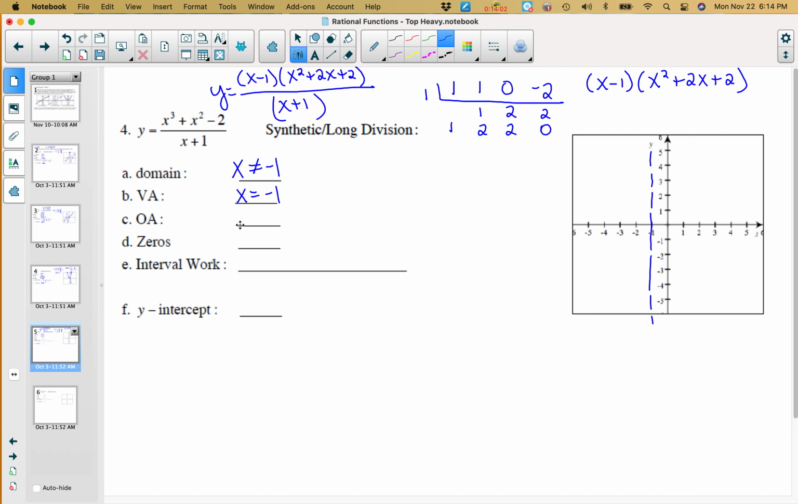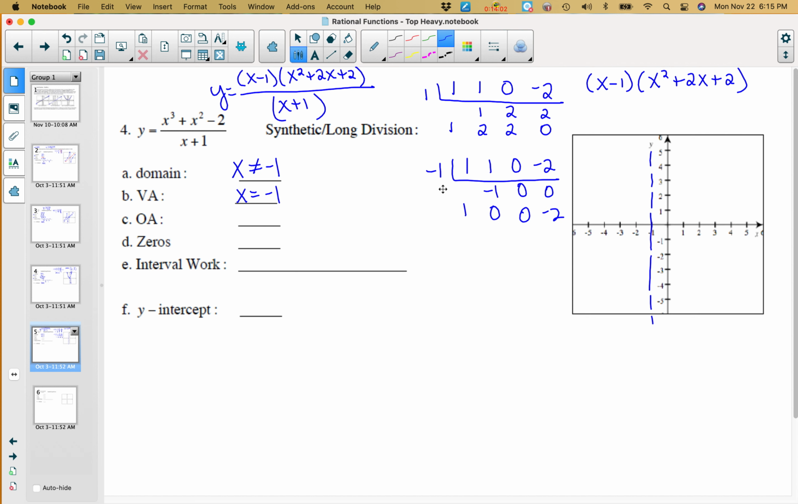Then to get our oblique asymptote, remember what we do next. We're going to do synthetic division with a negative 1 because we're just working with this now. We're putting this off to the side. That's going to come in handy for our zeros. So we're going to have a negative 1. And we had 1x cubed, 1x squared, 0x, and a negative 2. This is the time we don't care about our remainder. 0, 0. Oh, this is going to at least be nice.